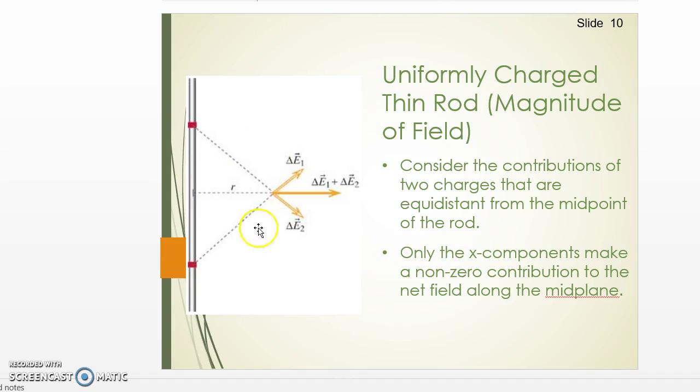And this diagram is taken from Halliday and Resnick, and the strategy is to take symmetrical charges around the midline. And then we can see that the y components cancel out, and the net field due to these two charges is simply the sum of the x components. And we have to imagine the total field here is the sum of all the pairs along the rod.